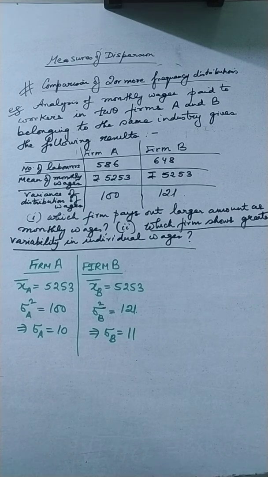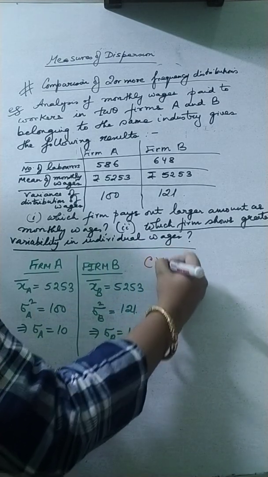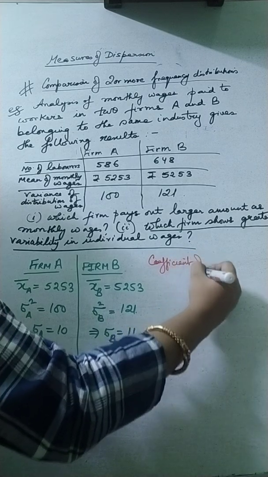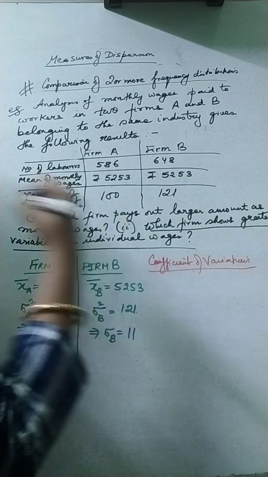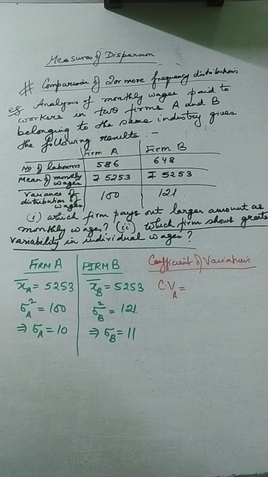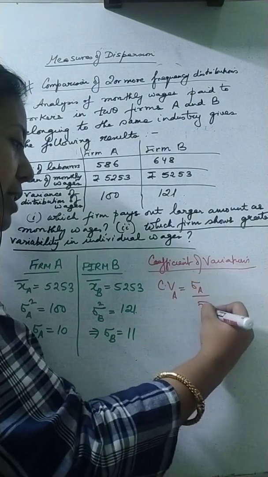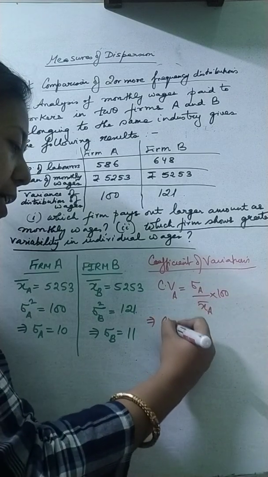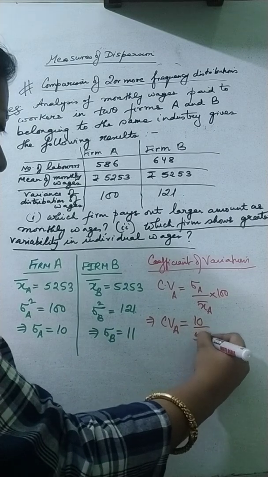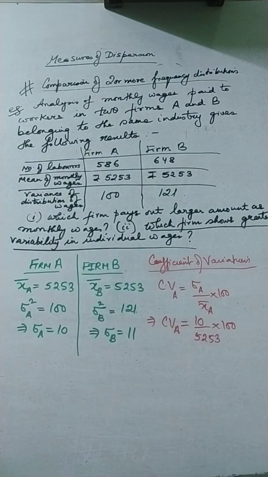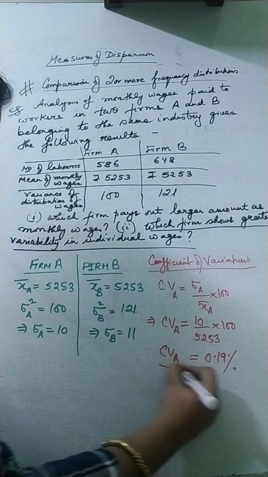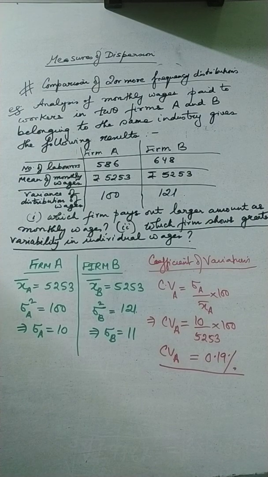CV, coefficient of variation for the firm A. We will calculate coefficient of variations. CV for the firm A, what is the formula? Formula is sigma by X bar into 100. So for the firm A, it will be sigma A by X bar A into 100. So this implies that CVA will be, what is sigma A? 10. X bar A, it is 5253 into 100. It will be something around 0.19%. You can check and see. Okay. This is for firm A.